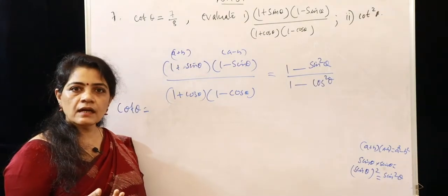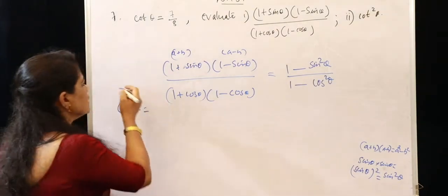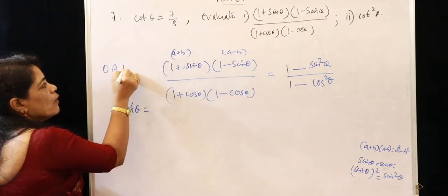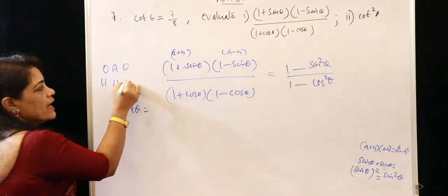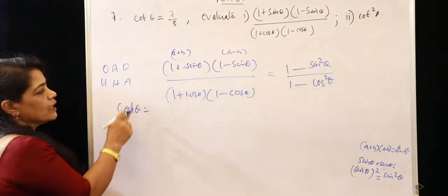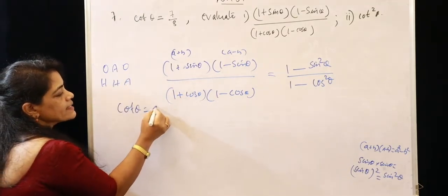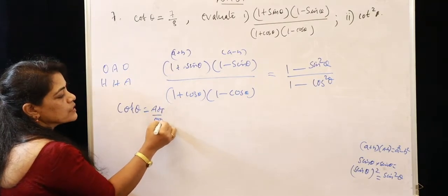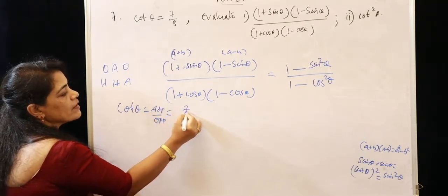What is cot theta? Cot theta, in order to get it easily, we know that relation SOH CAH TOA. So, the third ratio, its reciprocal is cot. That means adjacent side divided by opposite side, and that is given as 7 by 8.